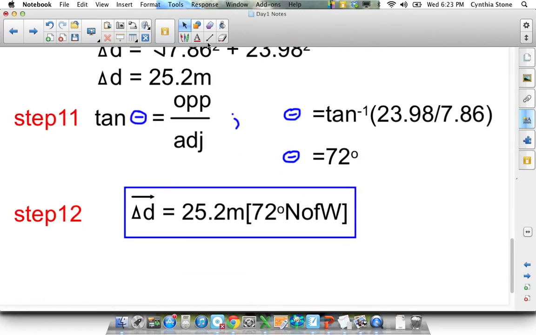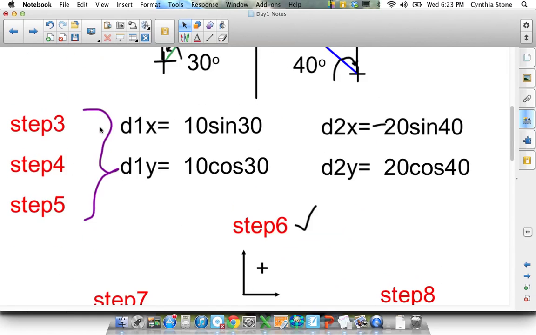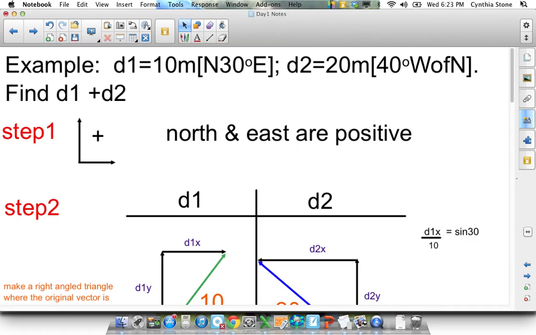So I'm going to put a check mark on there. Good answer, Ms. Stone. And done. Question done. That's a long example. Again, take time to review it again if you get stuck on one of the steps, but yeah. That's vector addition using x and y components.